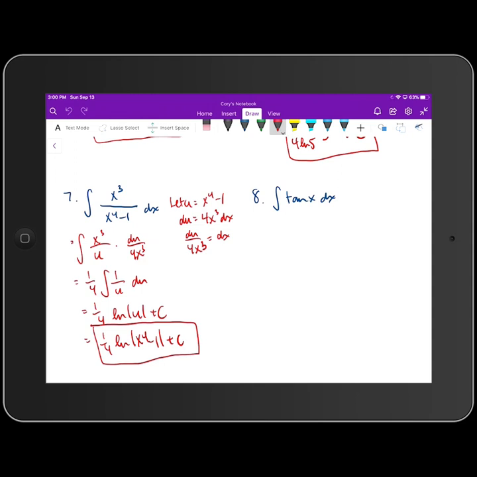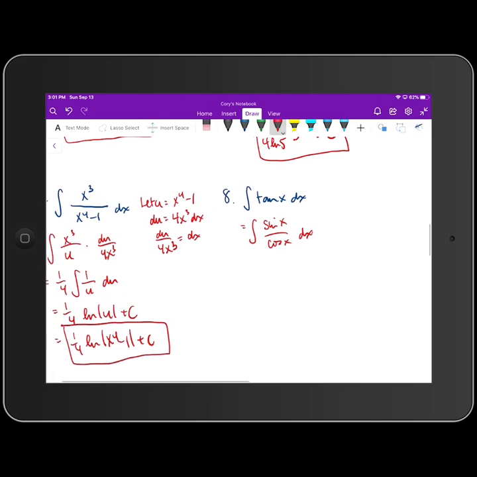Okay, let's do 8. For 8, we have the integral of the tangent of x, which we are integrating with respect to x. We can't integrate tangent the way that it's written right now. We don't know a function such that when you take the derivative of that function, it gives you tangent. And there's not a whole lot that we can do to rewrite tangent. I think the only thing that makes sense is to rewrite tangent as the quotient of sine over cosine.